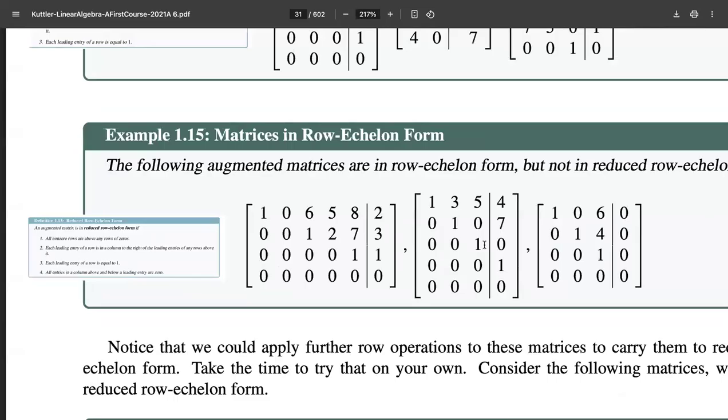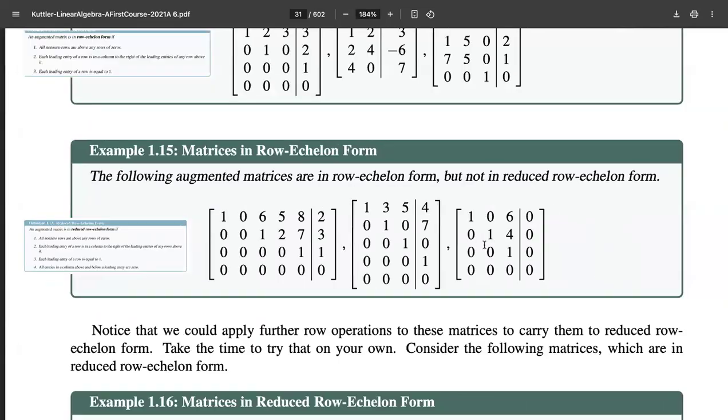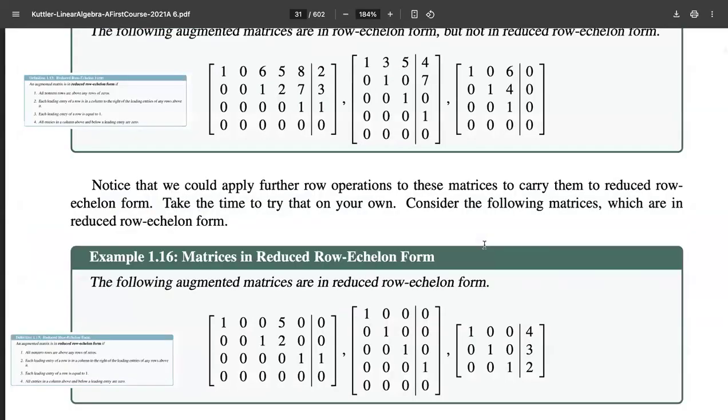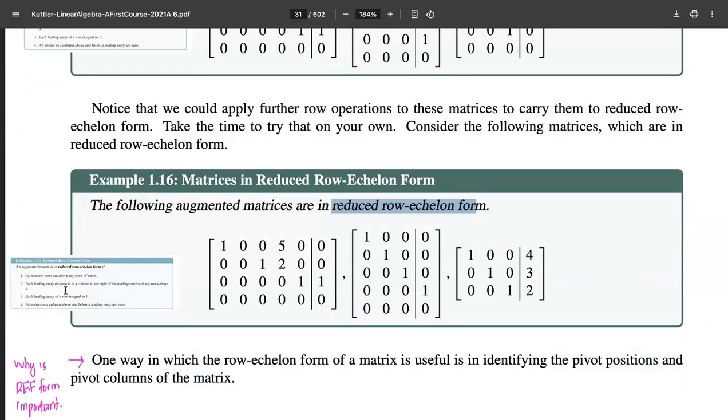And for example 1.16, if we work through the conditions in the definition of the reduced row echelon form, we can see that they satisfy all 4 conditions. So they are in fact in reduced row echelon form.